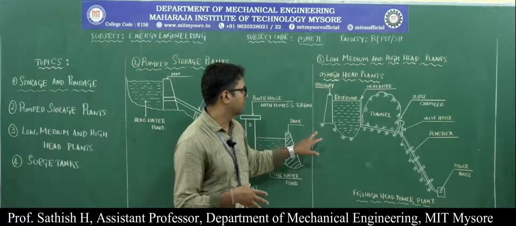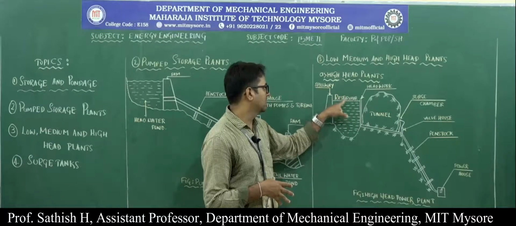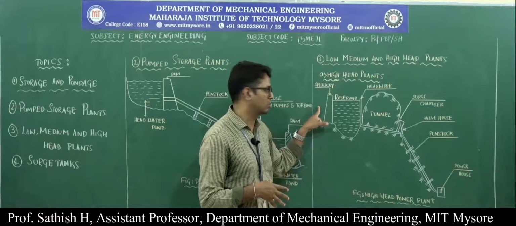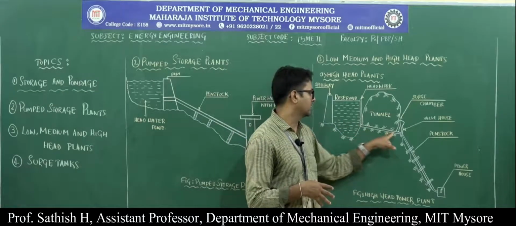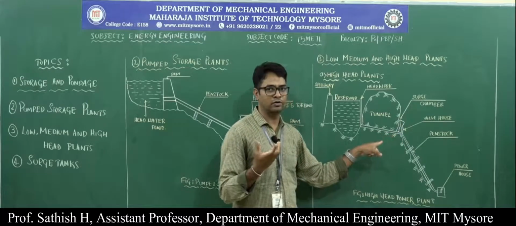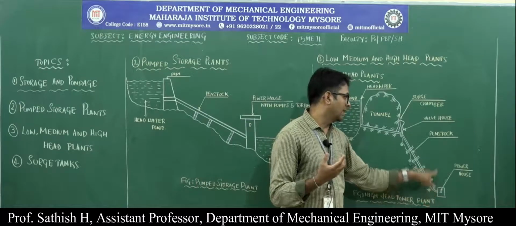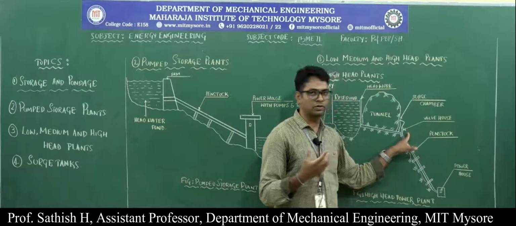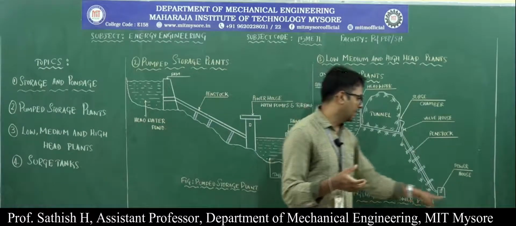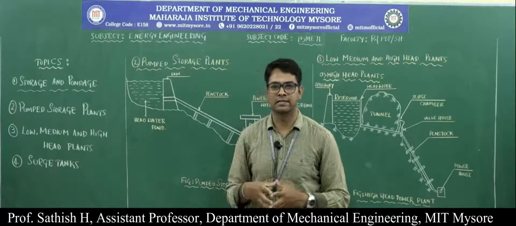Coming to the working principle, the water is stored, and if there is any excess water, it will flow over this spillway, which is provided at the back of the reservoir. Water is taken through this tunnel, and there is a surge tank that controls the fluctuations of pressure. After that the water flows through this penstock, and there is a valve house that controls the flow rate of the water. Then the powerhouse, where the turbine is present, generates the electricity.